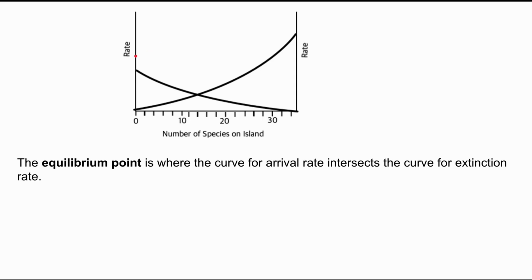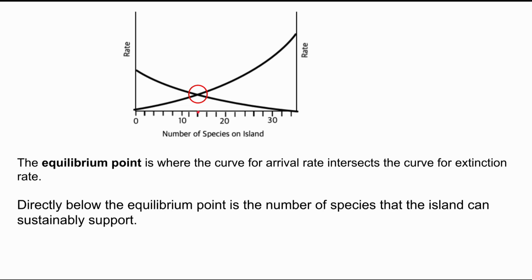So I look here and say, if I want to know how many are on here, I reach what's called the equilibrium point, where the line for arrival rate and the line for extinction rate cross. This is going to be how many species can be on the island. I call that the equilibrium point. And by the way, if I haven't said so already, on these two different types of graphs, the x-axis is always the number of species on the island. It looks to me like I'm counting by twos, so this should be 14. So I should find that this island can support 14 species.